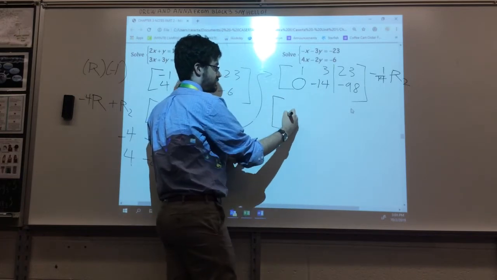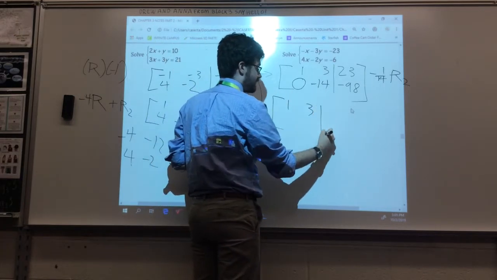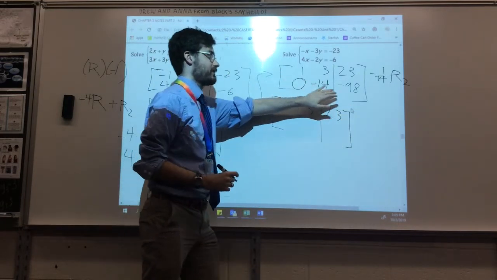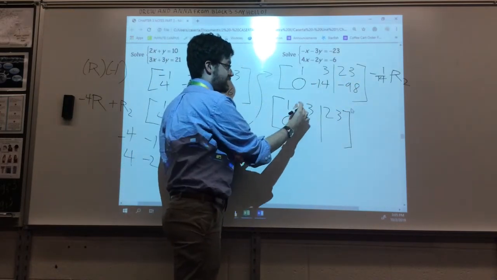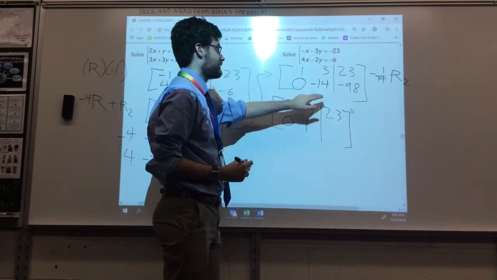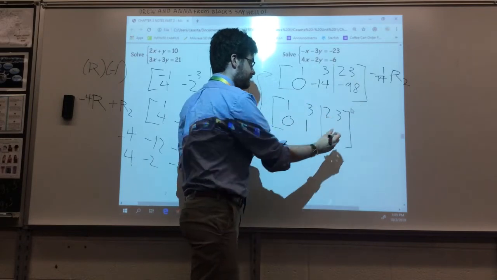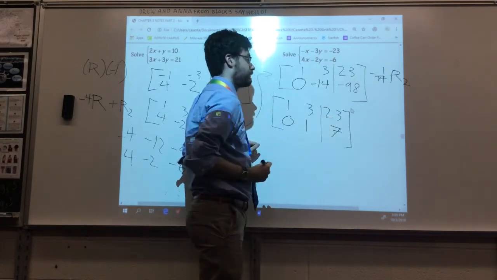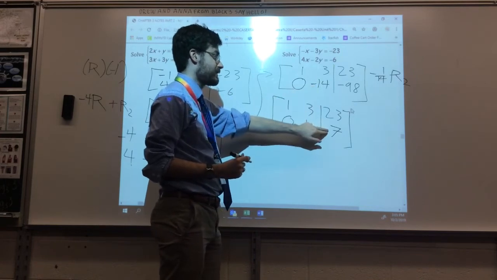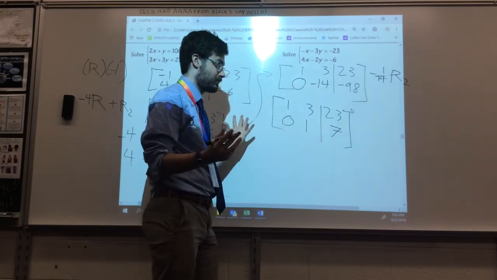So I'm not touching my first row. My first row is staying exactly the same. My second row, however, 0 divided by negative 14 stays 0. Negative 14 divided by negative 14 gives me 1. And let's see what we get here. This should be 7. 7 times 4 is 28. 10 times 7 is 70. 70 and 28 make 98. So I've checked my answer.